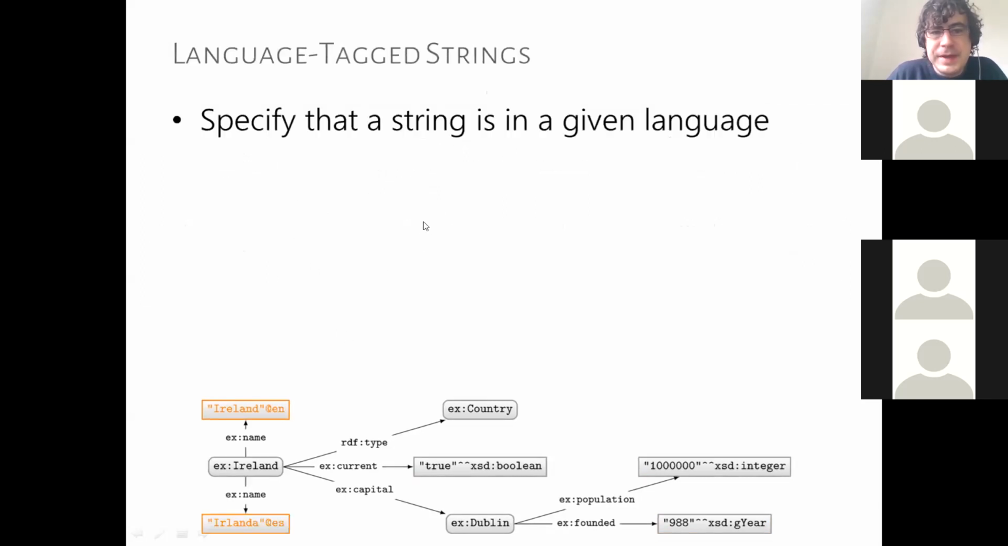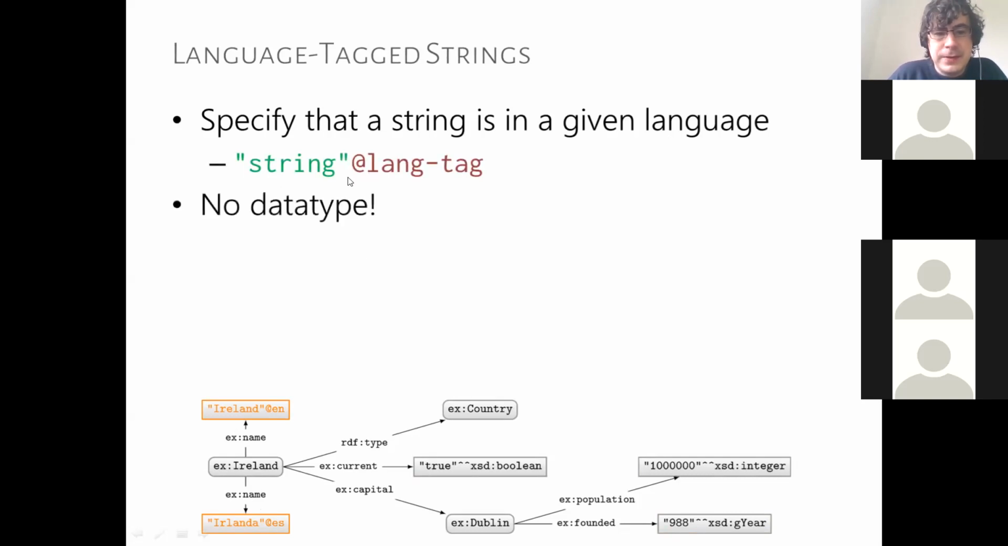Okay. Aside from data types, we can also specify that a string is in a given language. This is very useful on the web, where we're often going to be dealing with multiple languages. So we can say Ireland has name Ireland in English and Irlanda in Spanish. The tag here with this @ symbol specifies the language. So we have string and language tag. If we want to specify a language, there's no data type, because we can't really assign a language to numbers, if we're writing out the actual numeric value. So it's only something we can associate with strings.